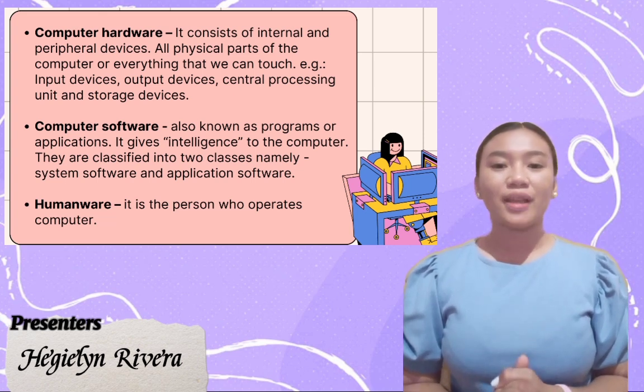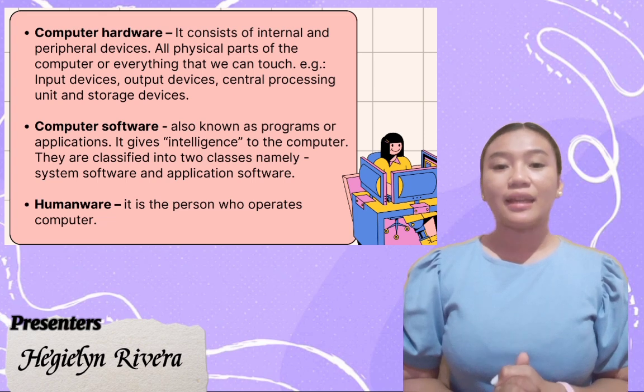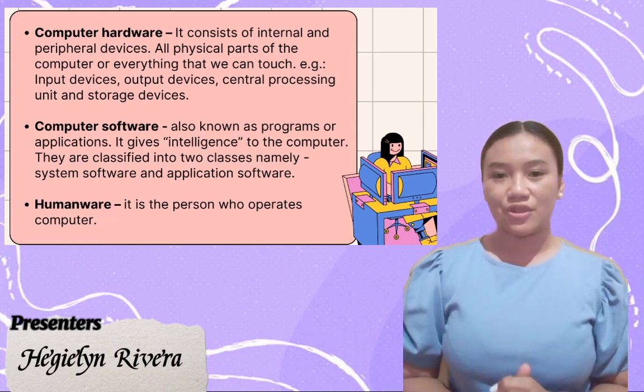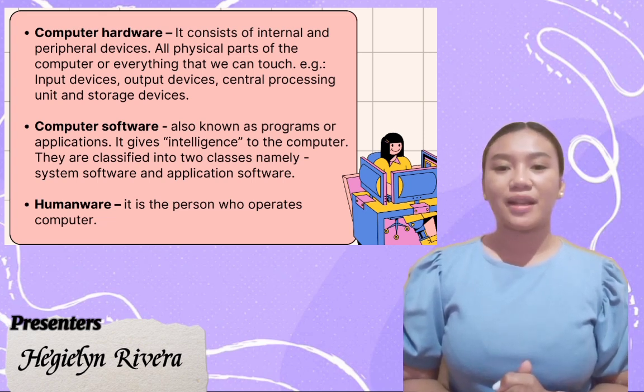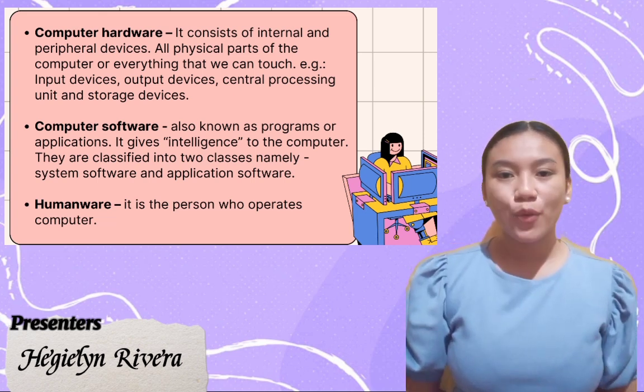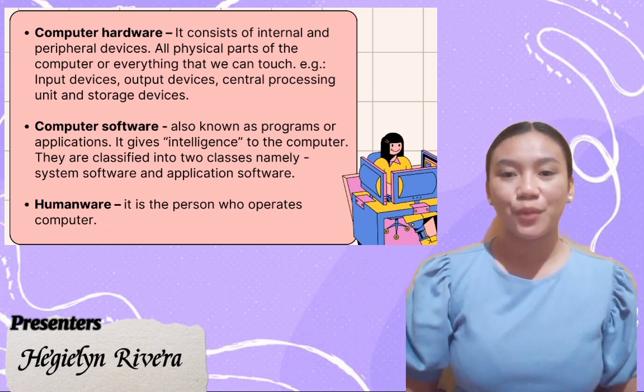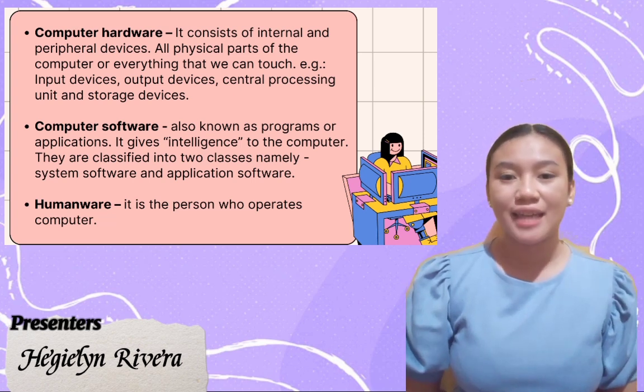First is, what is computer hardware? It consists of internal and peripheral devices, all the physical parts of the computer, or everything that we can touch. Examples are input devices, output devices, the central processing unit, and storage devices. So, when we say computer hardware, it is the physical device of computers that we can see and touch.